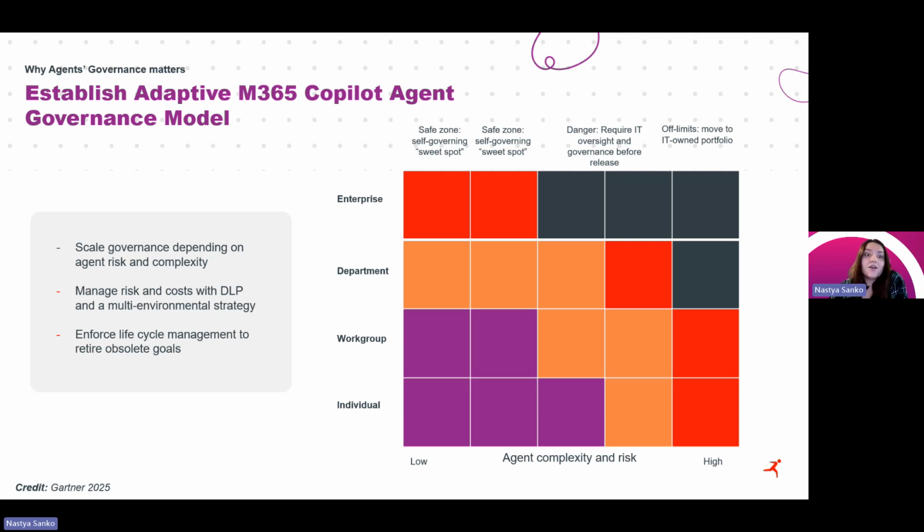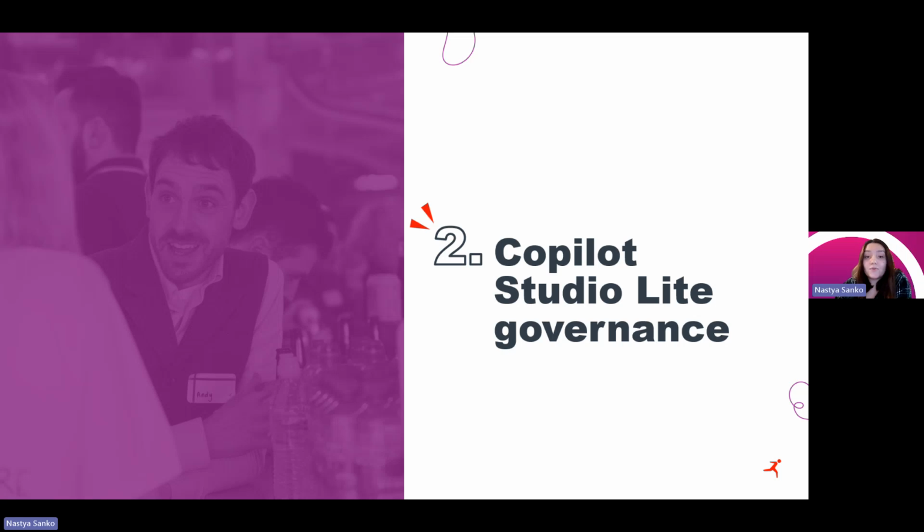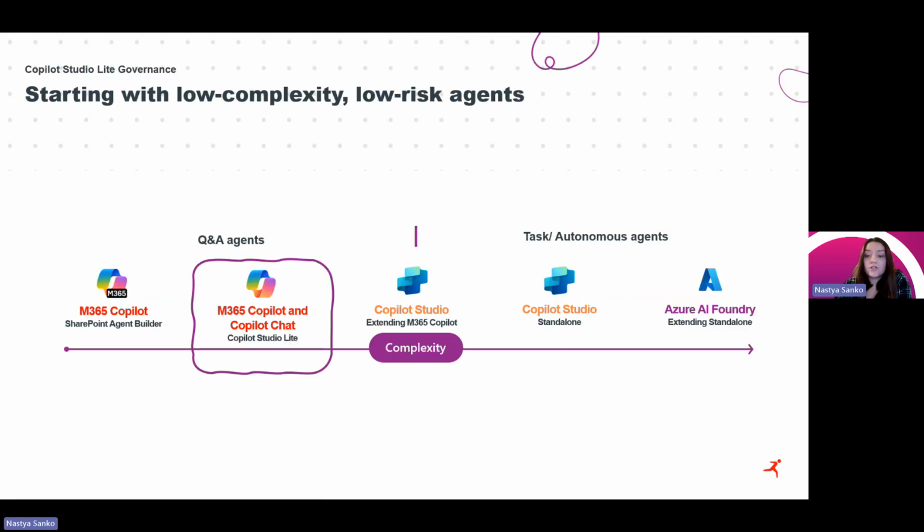And now we're going to dive into how you should be enabling this adaptive governance model. So the first tool we're going to start with is Copilot Studio Lite Experience. Again, just bringing back this buffet of Microsoft's agentic AI technologies and where Copilot Studio Lite sits. It used to be called Agent Builder, so don't get confused if I use Agent Builder instead of Copilot Studio Lite. But let's proceed with this one.